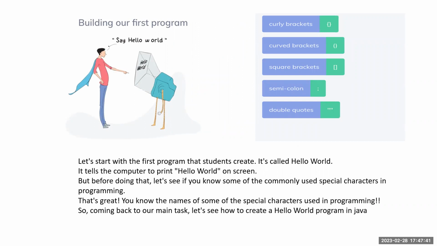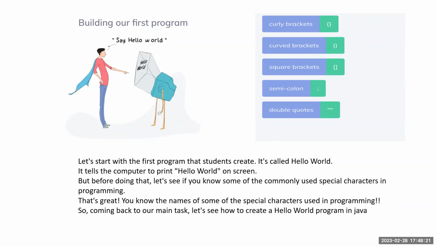These are the very basic things that you need to consider when you are writing a program in the Java language. These are the main things that you have to remember, because we will be using them in the Java program: curly brackets, square brackets, semicolon and double quotes. These things play a lot of role when you write a Java program.